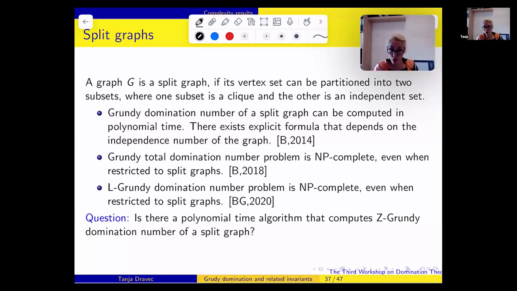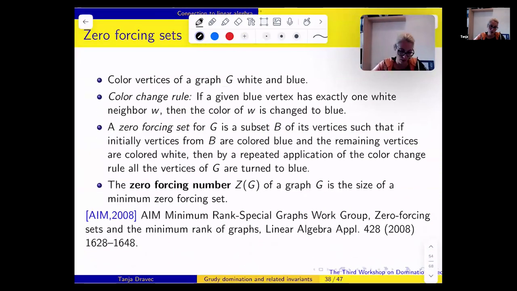But for Grundy total domination number and L-Grundy domination number, it is known that this problem is NP complete even in split graphs, and of course, thus also in chordal graphs, because split graphs are a subclass of chordal graphs. So my next question, again, can we say something about the Z-Grundy domination number in the split graphs? So again, this is the only Grundy invariant for which the result in split graphs is not known.